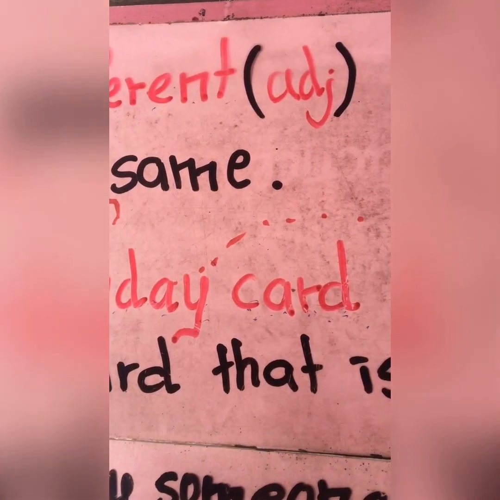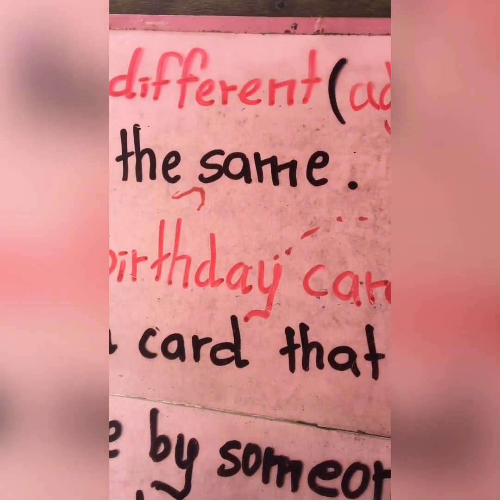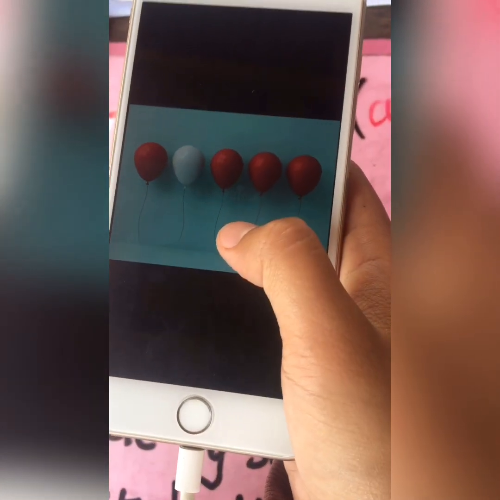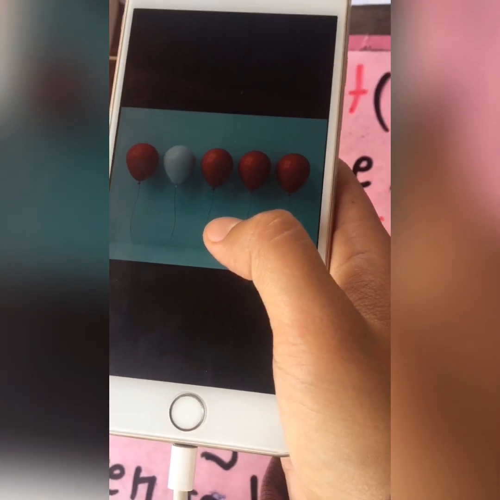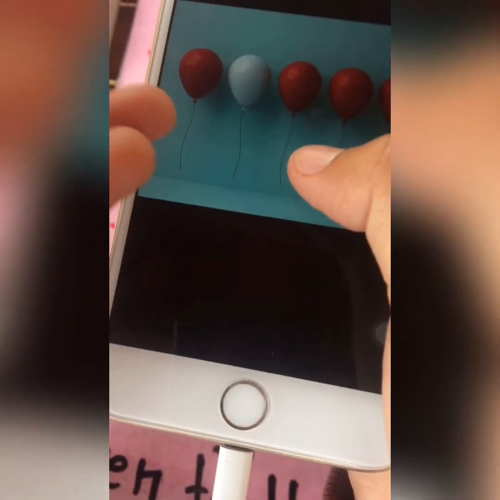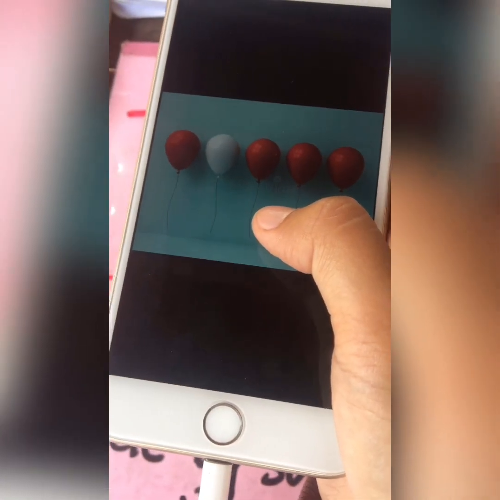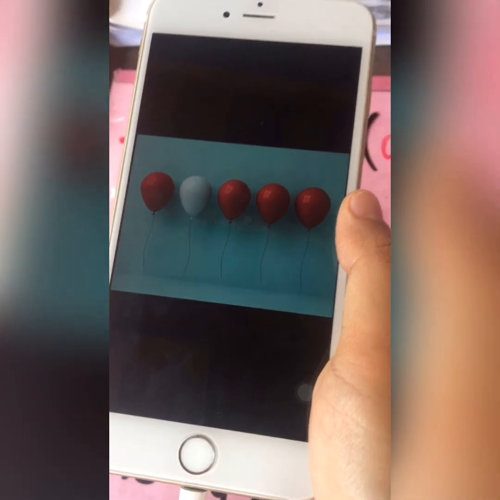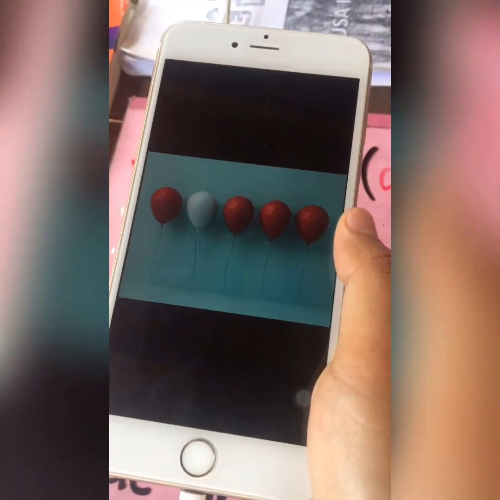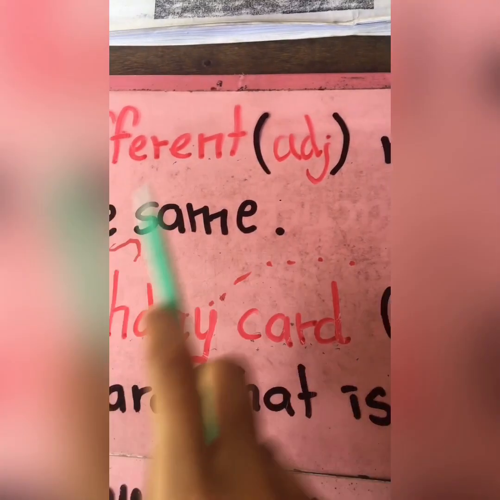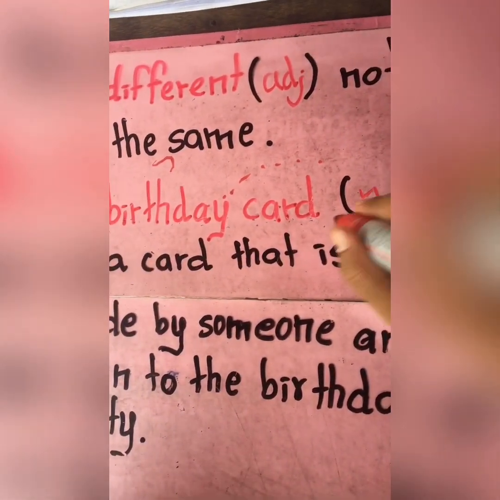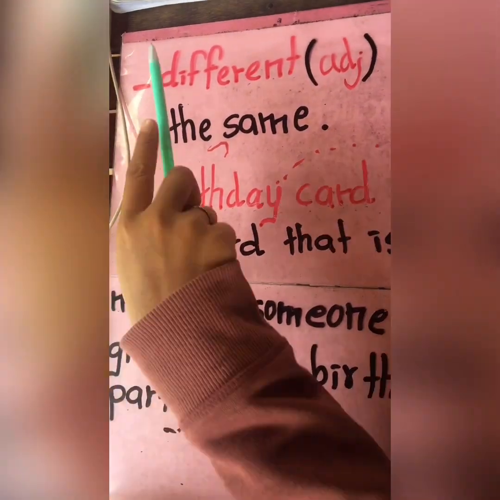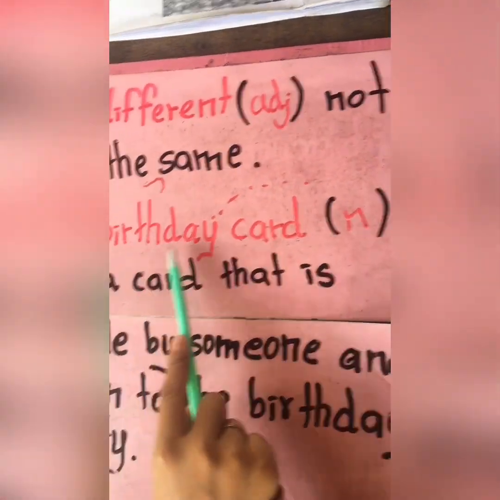Because remember, the adjective different here modifies a noun. So when I ask you what is the difference between the balloons here, different refers to, like, modifying the noun. What is this noun different from the other? It means that it modifies to give the meaning to the noun, give the meaning to the balloon. So different is adjective. Okay, so adjective. And birthday card is a noun because it's a thing. So now, different adjective, birthday card noun.